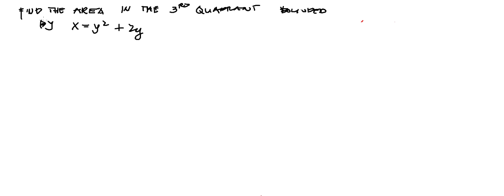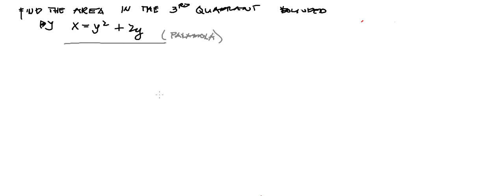Welcome back. So here's another problem regarding the area. Let's find the area in the third quadrant bounded by the given x is equal to y squared plus 2y. As you can see here, this is an example of a parabola. Once again, a parabola. So we need to determine the area bounded by this curve.